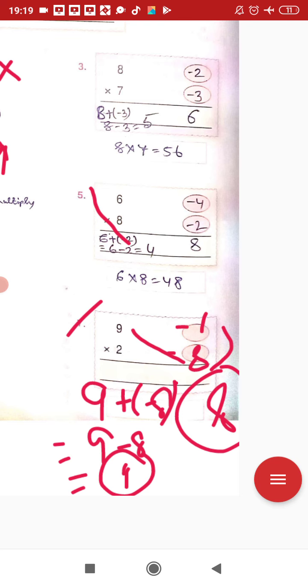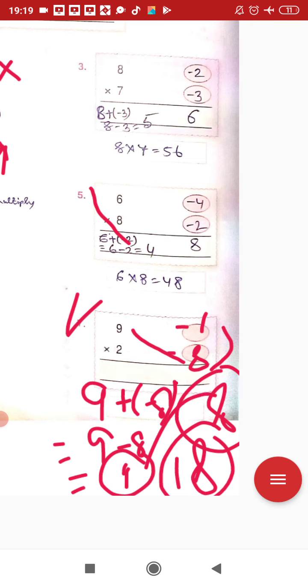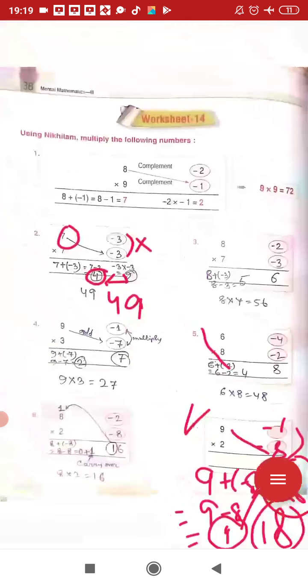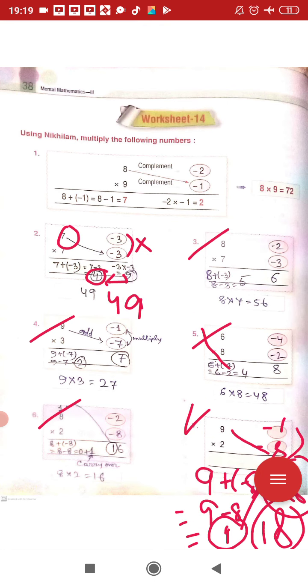So here the answer is 18. Clear? These two should be joined. We should consider these two numbers as the same number. So 1 8, that means 18. Clear? Okay, now let's move on to the next page, and the remaining problems 3, 4, 5 and 6 you need to solve. I have already solved. If there's any question, then you can follow the calculation.